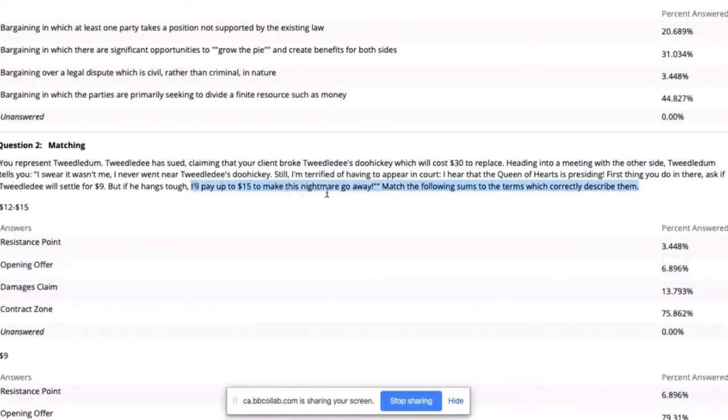But then when he says, I'll pay up to $15 to make this nightmare go away, that's his resistance point. If you are a defendant, then the resistance point is the most you would be willing to pay in order to settle a lawsuit. What's the resistance point for a plaintiff? So it's the least they would be willing to accept in a settlement. Okay, so hopefully those terms are clear enough to people.